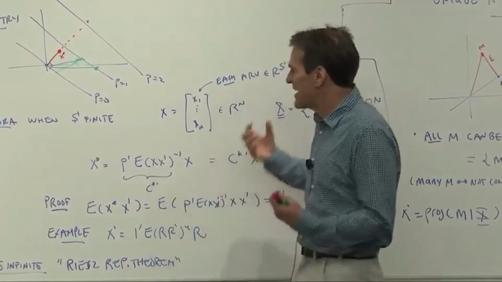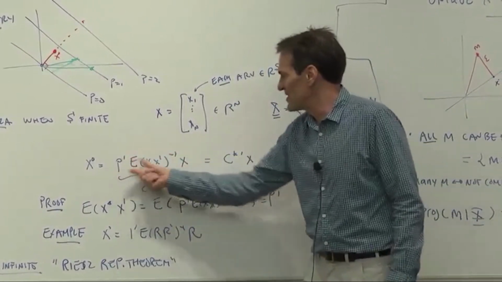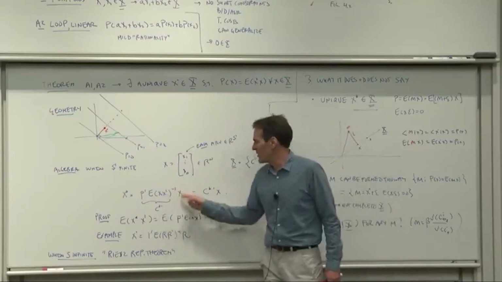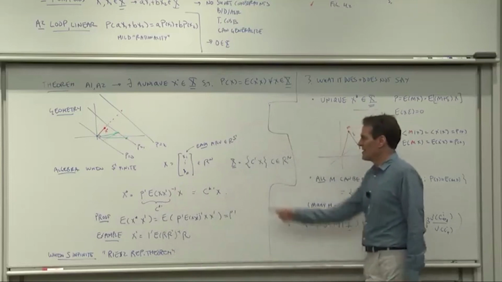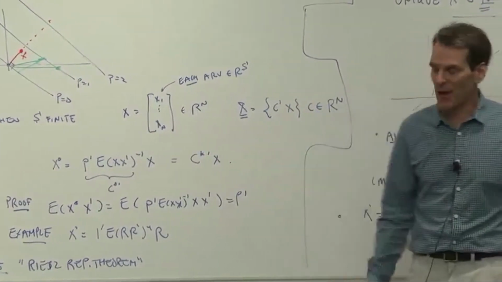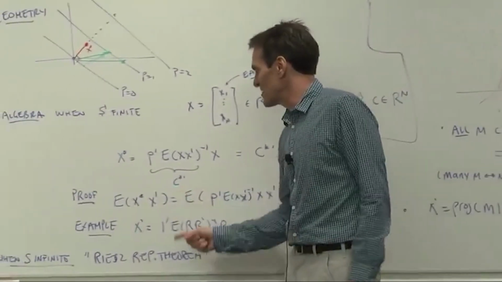Is that in the payoff space? Well, P'E(xx')⁻¹, that's a set of weights that's known ahead of time. So that is a set of portfolio weights times the original payoff. That is a weighted sum of the original payoffs. That is an available payoff. Check one. That's the easy part.